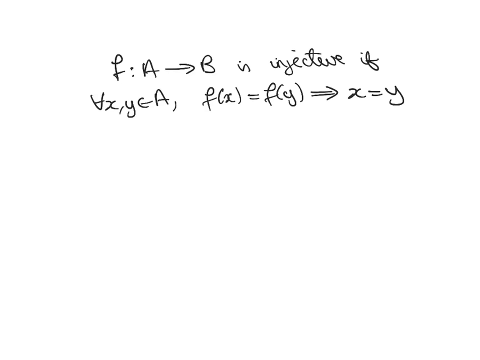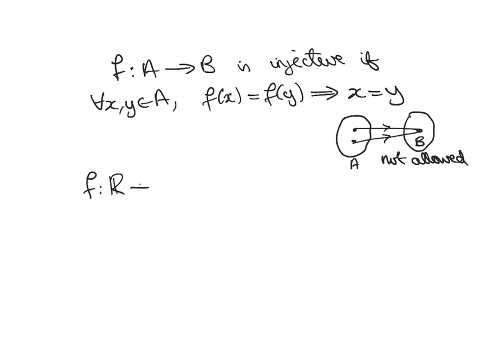And this means that if we take two different elements in the set A, the function f will map them to two different elements in the set B. So we never get a situation where we have two elements in A mapping to the same element in B. So this is not allowed for an injective function. So let's look at an example.